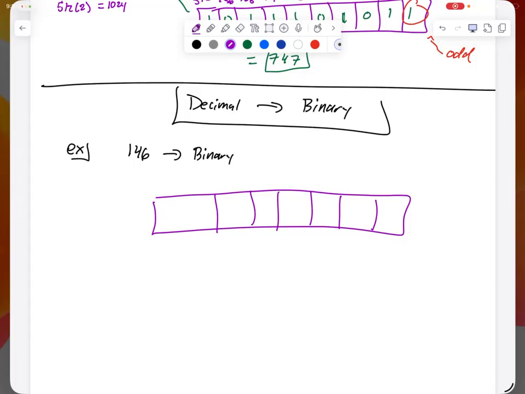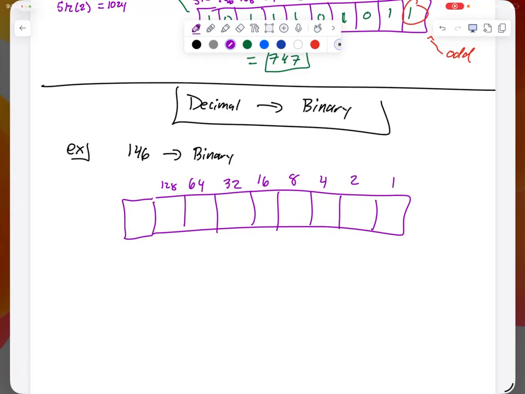And we're going to write the numbers. So 1, 2, 4, 8, 16, 32, 64, 128. Okay. Keep going until you've surpassed that number, 146. So do I keep going? Well, I'm going to keep going. Some of you can stop right now.